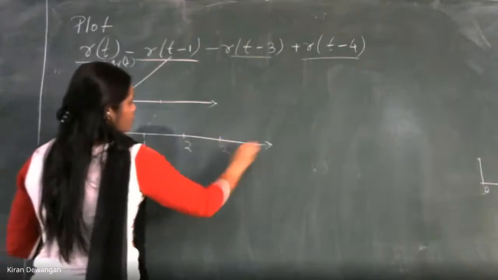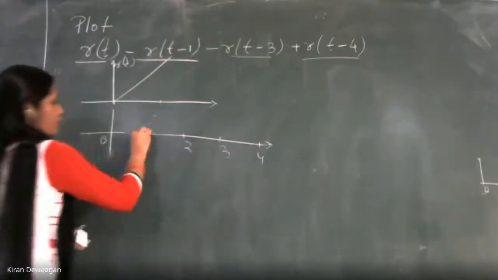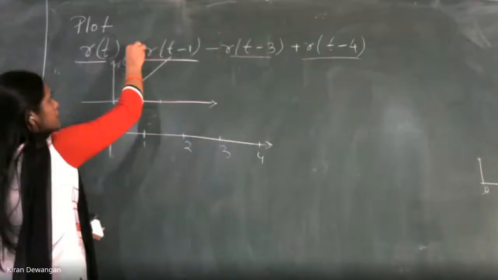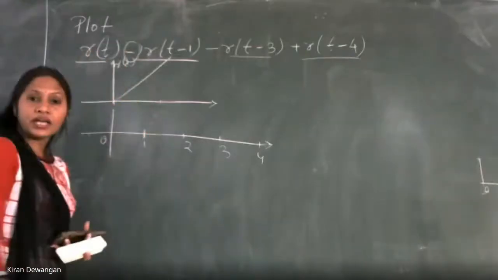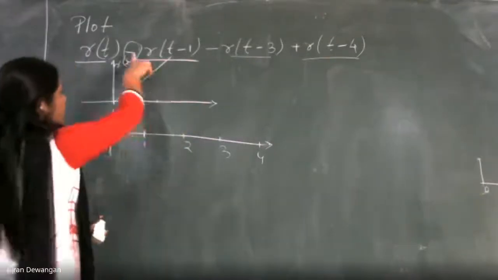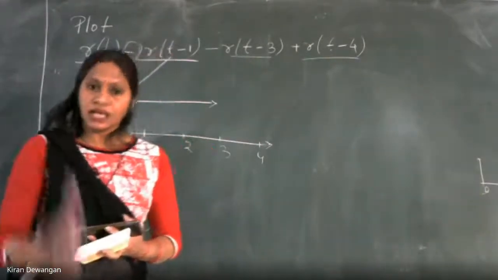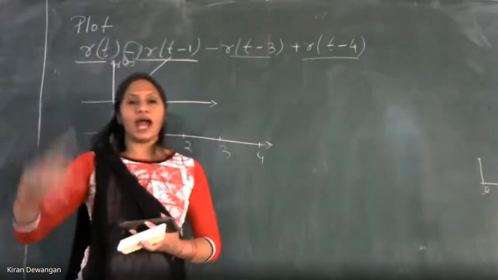From 1, yes? 0, 1 se. 1, 2, 3, 4. It will start from 1. Definitely. Now since it is getting multiplied by minus 1, ये जो minus है, let us take it as amplitude, and finally we'll add everything.